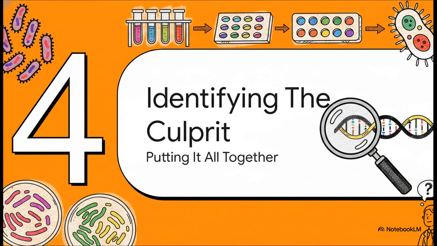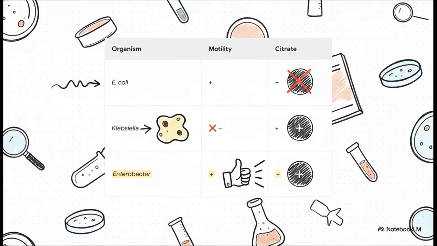So, we've gathered all our evidence. We've got the gram stain, the culture plates, the results from our biochemical interrogation. Now it's time. Time to put it all together and make our final identification. Let's take a look at the final lineup.